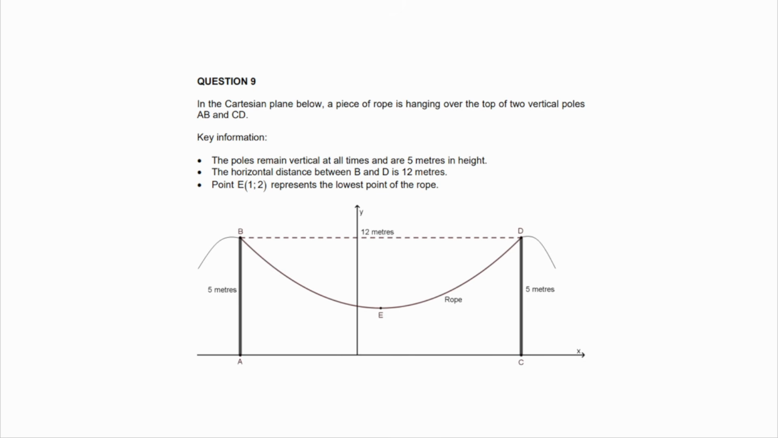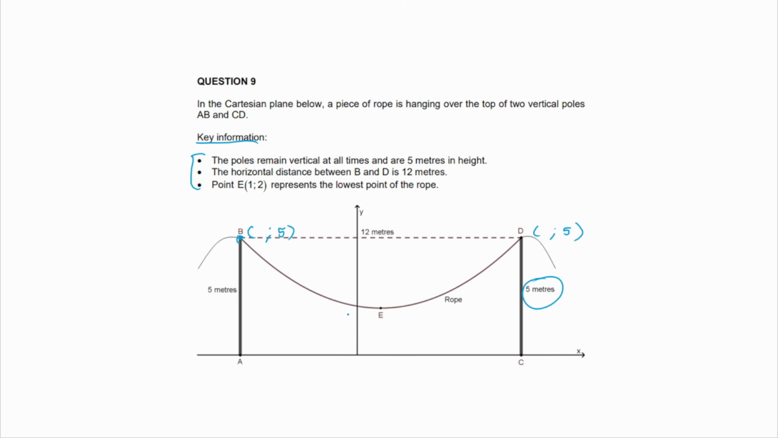In question 9, they say in the Cartesian plane below, a piece of rope is hanging over the top of 2 vertical poles, AB and CD. So key information, we're going to use this. Super important. They say the poles remain vertical at all times and are 5 meters high, 5 meters in height. So immediately here we know that the y values of both of these is 5. We don't know the x values, but we know their y values are 5 units. They say the horizontal distance between B and D is 12 meters. They give us that over there.